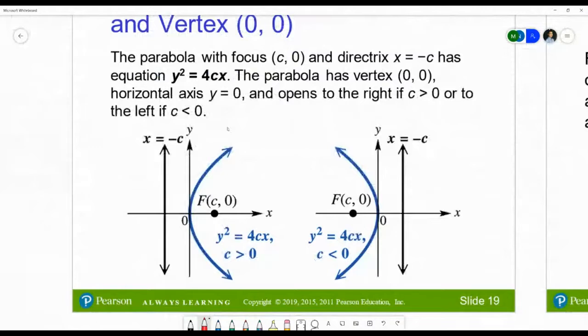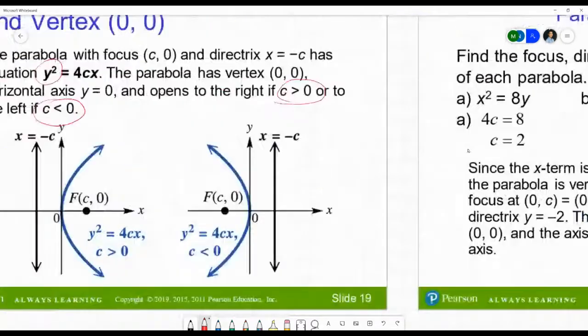Right? Similarly, when we have y squared is equal to 4cx, the y is being squared, so that means that it's going to open left or right. Okay? And similarly to the other one, open right if c is positive, open left if c is negative.